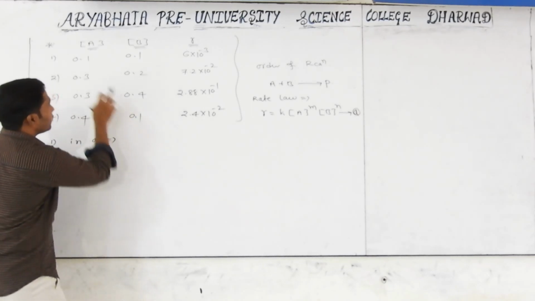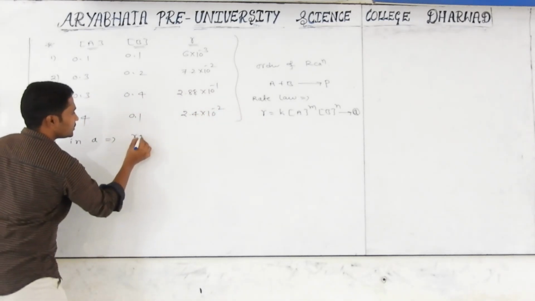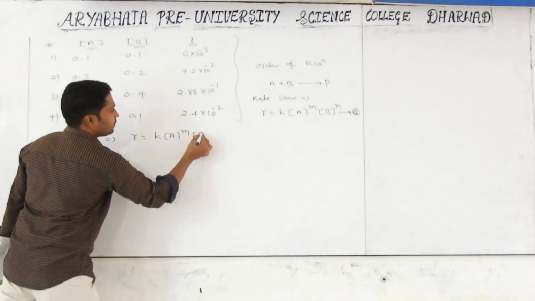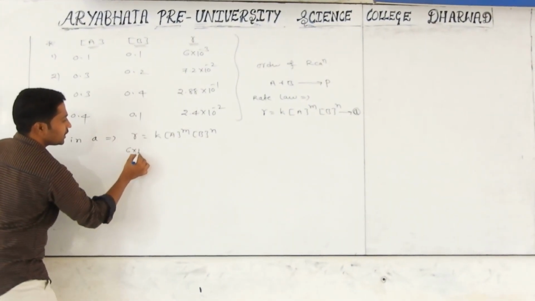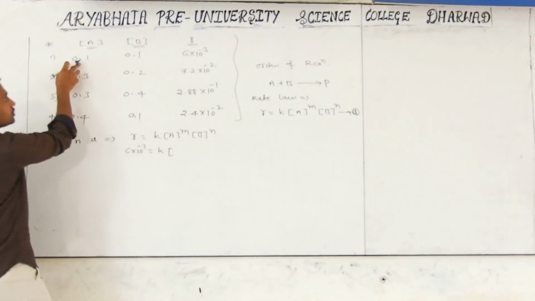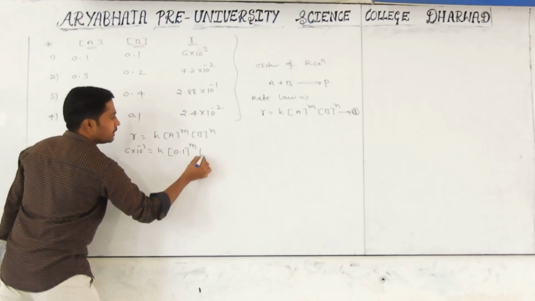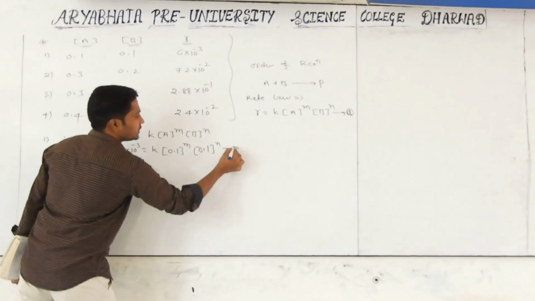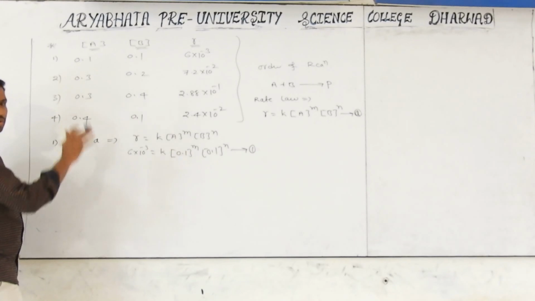Meaning, at this concentration, what is the rate? Right here, R is equal to K into concentration of A power m and B power n. What is the rate in the first experiment? 6 into 10 to the power of minus 3 is equal to K into, what is the concentration of A? 0.1, that's it. 0.1 whole power m. And the concentration of B is also 0.1 whole power n. This is equation number 1. Do the same thing in all 4 cases.